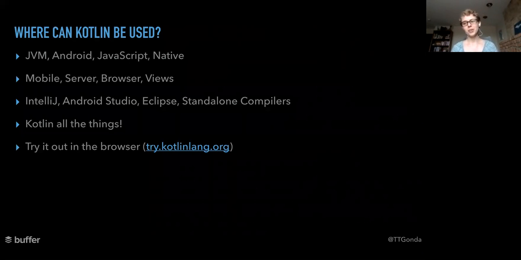So with all of this, you can kind of Kotlin all of the things. If you're not ready to set it up in your environment, you can always try it out right in the browser at try.kotlinlang.org. It's fun to just type stuff out in there and see what happens. It's great for understanding some of the language features. You can do like the Kotlin Koans in there. So it's cool. It's fun.